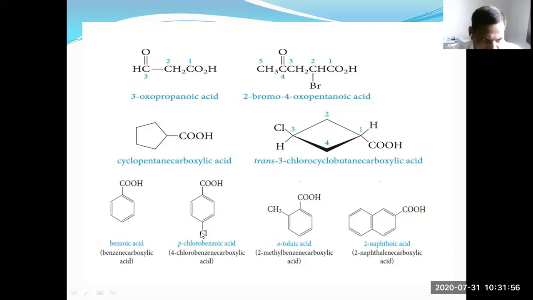This is the para position. That's why para-chlorobenzoic acid. So chlorine is attached at the para position of the benzene. So that's why para-chlorobenzoic acid. Another name is 4-chlorobenzene carboxylic acid.